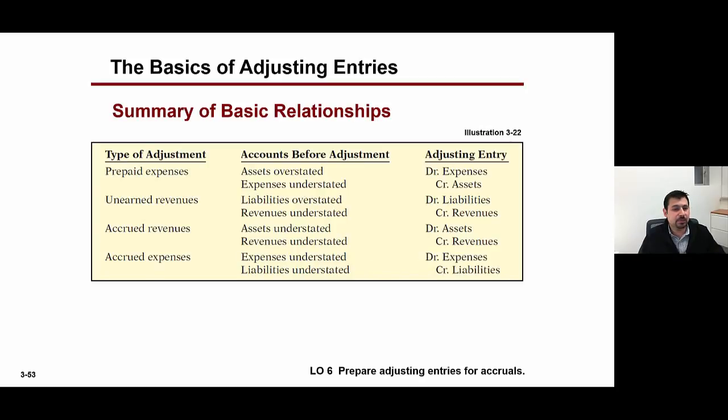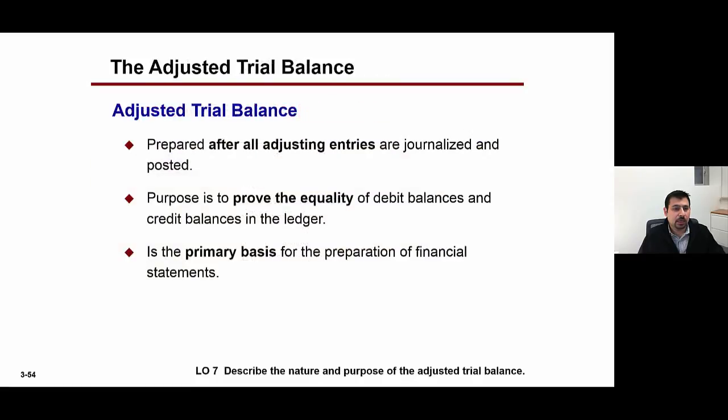This is basically a summary. This table is a summary of all of the 4 types of adjusting entries that we studied so far. And once we have those adjusting entries made, we can prepare the adjusted trial balance. This is usually prepared after finishing with all those adjusting entries. Then we journalize them and we post them to the ledger.